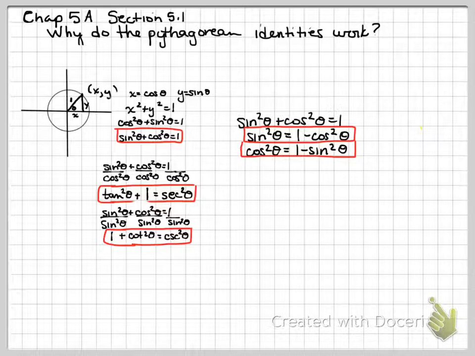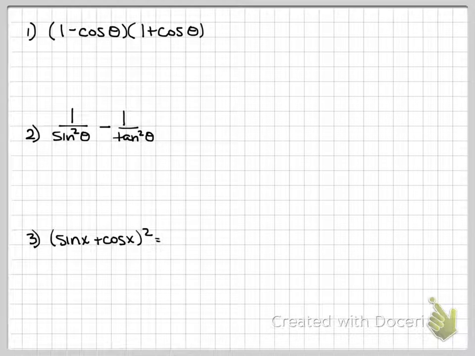Alright, so let's move on to our first simplifying. So these first couple of problems, we're just going to be simplifying. So let's go to the first one, number 1, which is 1 minus cosine theta times 1 plus cosine theta. And all we're going to do is multiply them together. Now this first one, I'm going to walk you through the multiplying. So we're going to multiply these two binomials, just like what we've been doing.